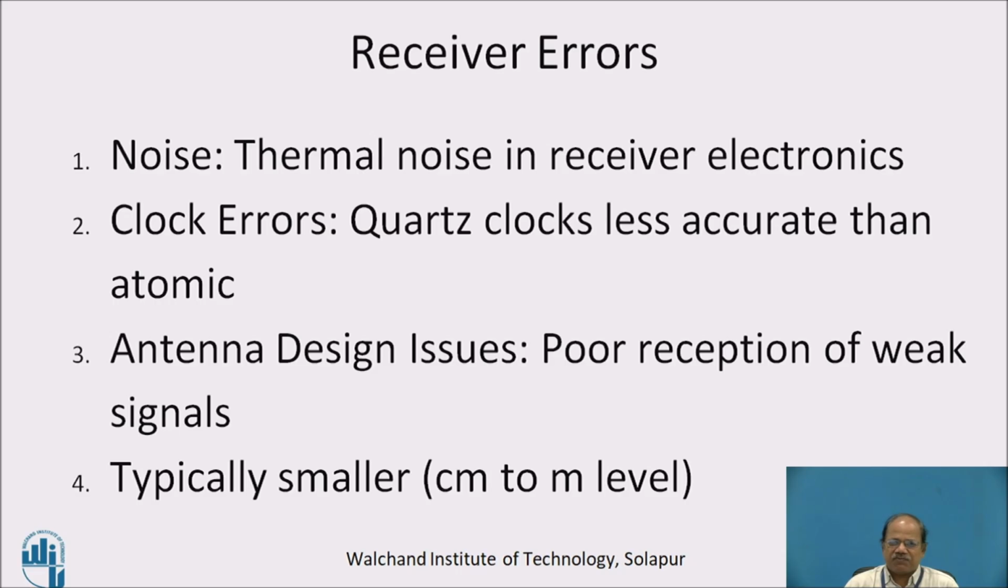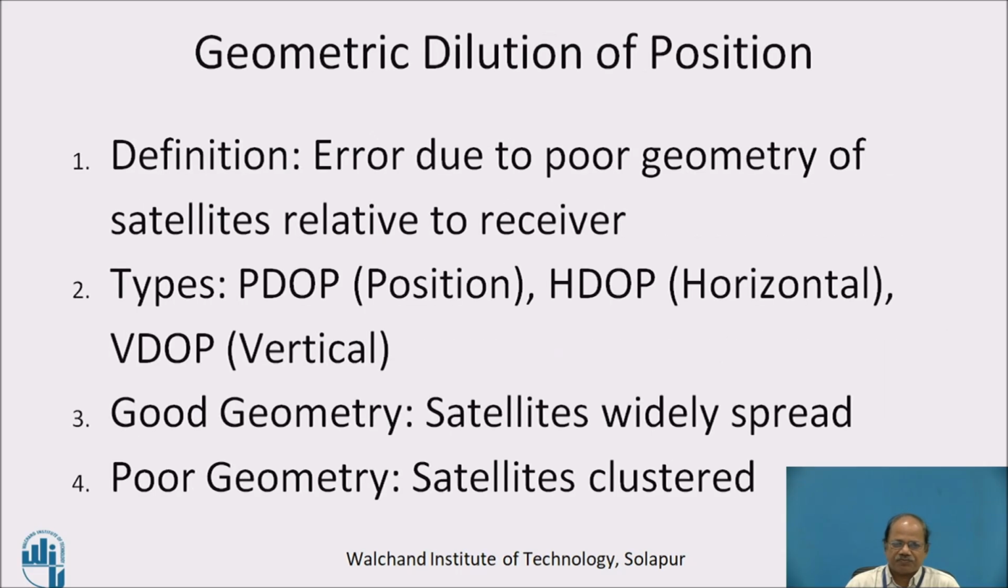Antenna design itself may have a little bit of inaccuracy. Poor reception of weak signals may result in this kind of error, and this may impact the results, resulting in accuracy at the centimeter or meter level.